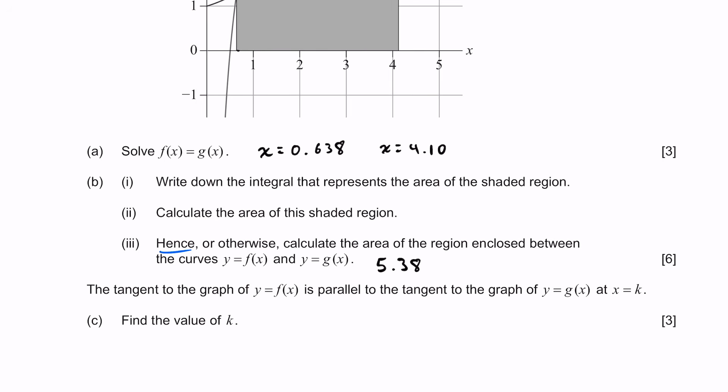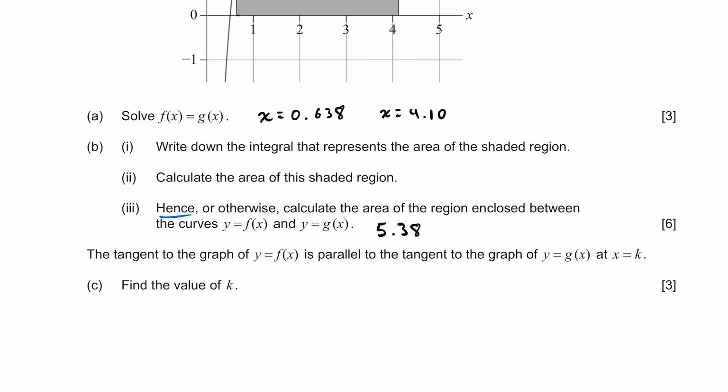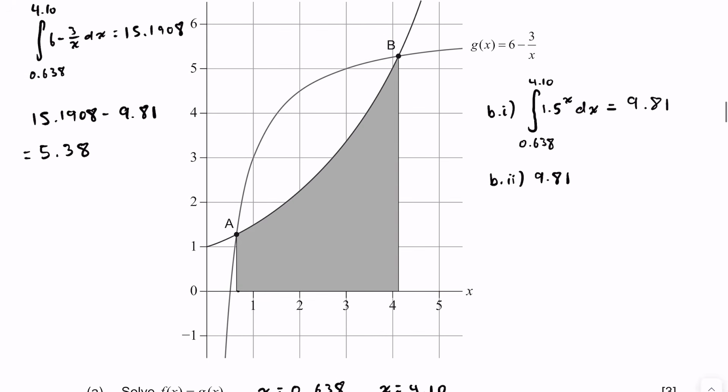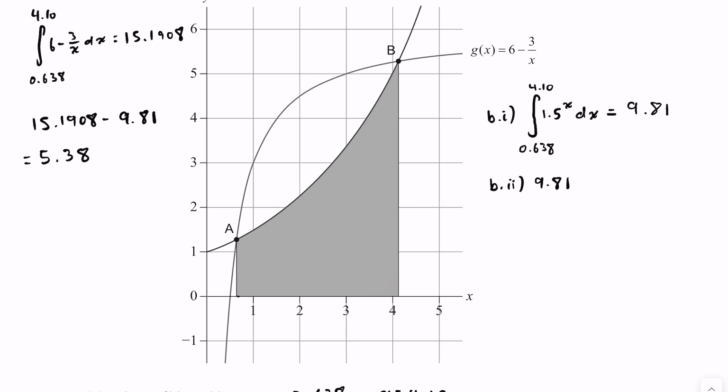Okay, final question here. The tangent to the graph of y equals f of x is parallel to the tangent to the graph of y equals g of x at x is equal to k. Find the value of k. So essentially what they're asking in rather plain terms is, at what point do both of these graphs have the same slope? Slope being the instantaneous rate of change at any of these given points.